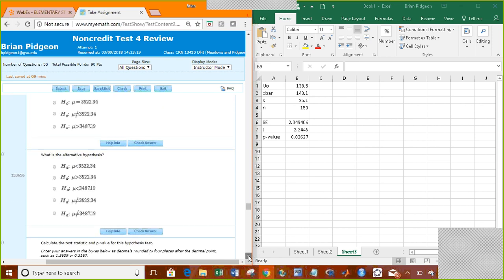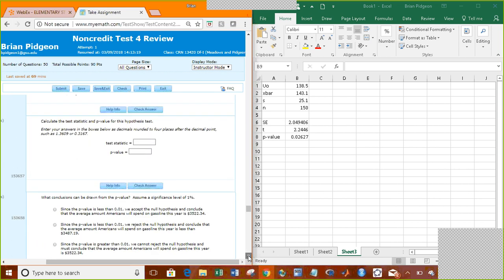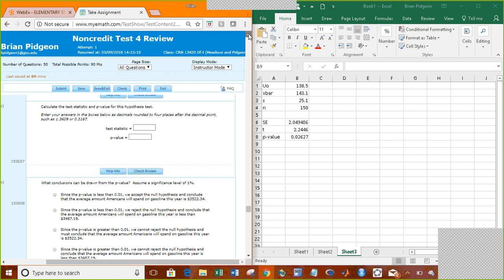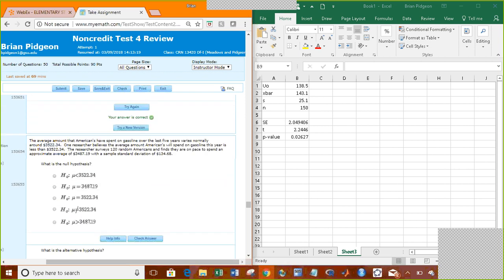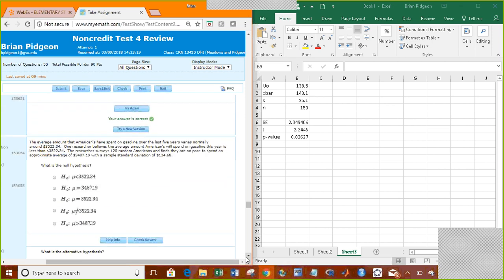Let's see, do we need to do this one? It's basically the same thing. I'm not going to do it. They give you everything you need to know. Just calculate the way that we've been doing it.